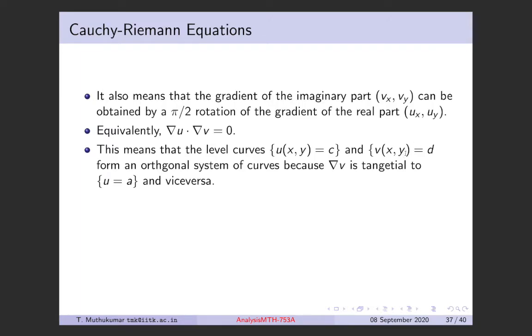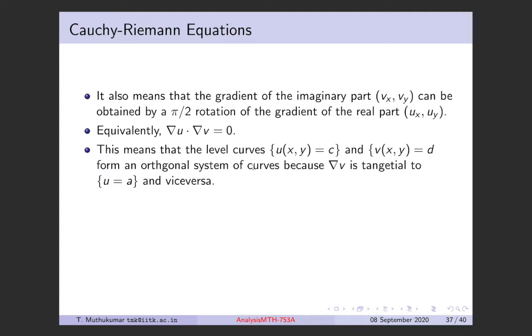Since grad u and grad v are orthogonal, these two level curves form an orthogonal system of curves. This is actually the change of variable, which is what we did in the previous lecture. If you remember, when we plotted z squared and e power z, we took the real part and imaginary part and so on.